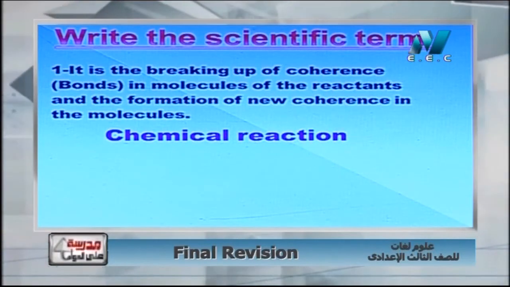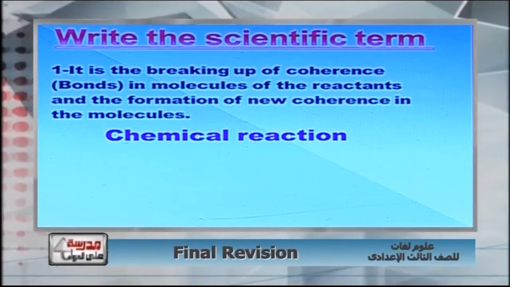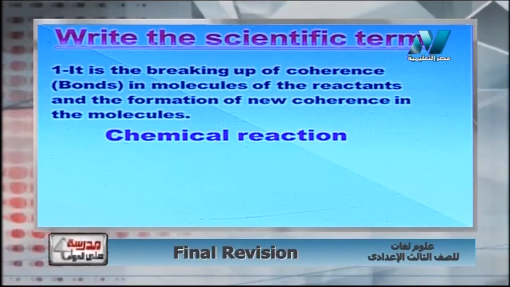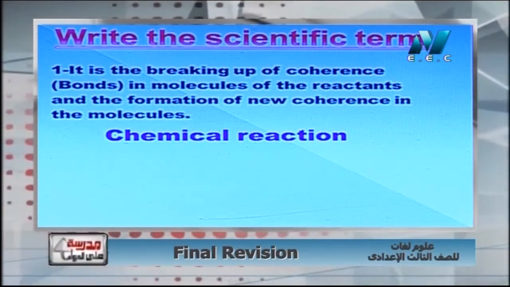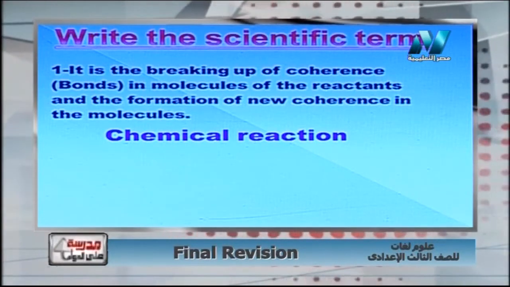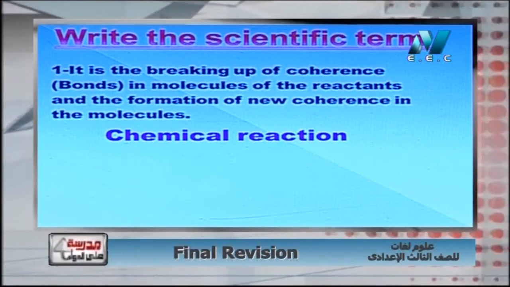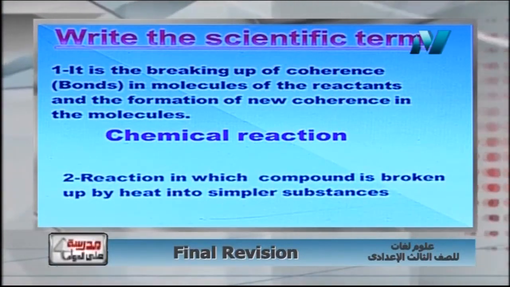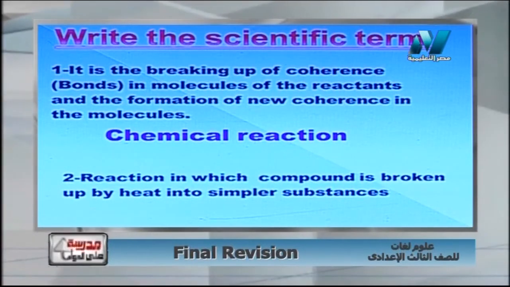So what's meant by chemical reaction? It is the breaking of bonds of the reactant forming new bonds of the product. This is what's meant by chemical reaction, so it can come as define chemical reaction. Or we are going to give you the definition itself and you are going to write that chemical reaction is the answer.